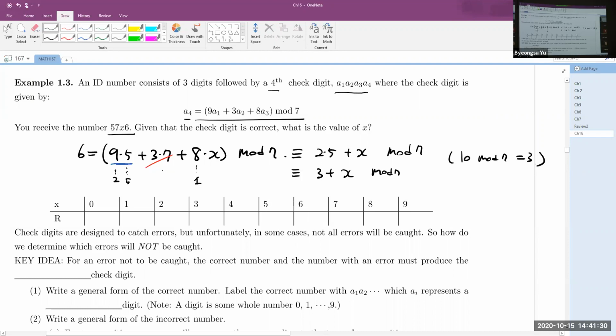Does it make sense? Okay, do you have a question? Yes, so in the exam, I definitely always give you such a formula for how to find the check digit. Then you can use the check digit to find some missing number or check whether the given number is valid or not. So you don't need to memorize all these formulas. That's what I don't want.